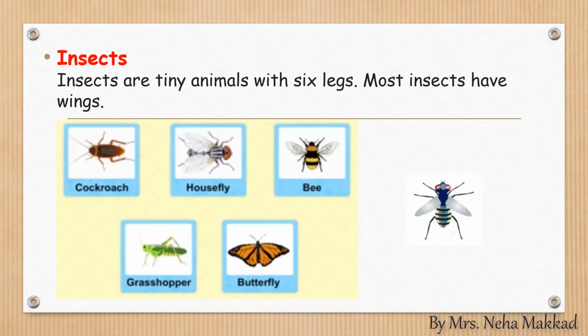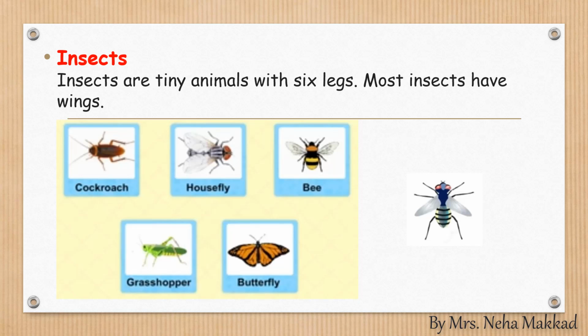Now children, one more type of animals are the insects. They are very small animals and they have 6 legs and wings. Mostly the insects have 2 wings, but there are some insects which have more than 2 wings also. Examples of the insects are the cockroaches, which we find generally in our kitchen and bathrooms. Houseflies, we find generally sitting on our food.